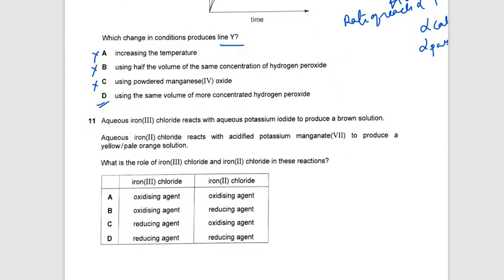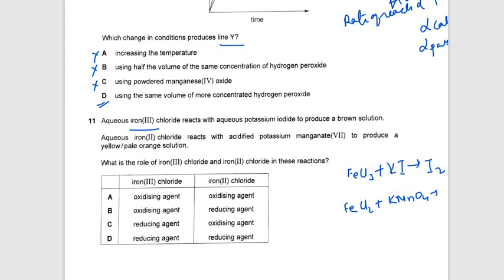Now let's see question number 11. Aqueous FeCl3 is reacting with potassium iodide. So basically FeCl3 is reacting with KI, and this is part 1. It produces a brown solution. You know the brown solution is iodine. In part 2, aqueous FeCl2 is reacting with acidified KMnO4 and it produces a pale yellow-orange solution. So this is the data from the question.